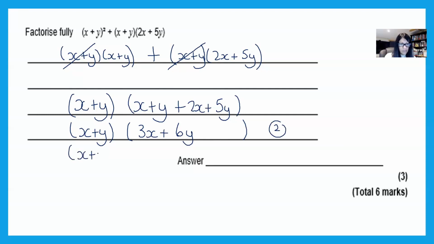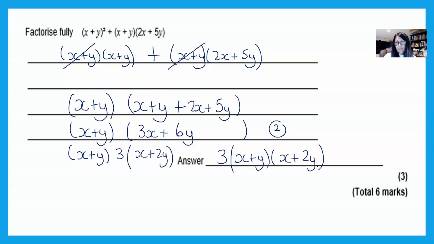So I'm going to leave the x plus y there. Take out my common factor of 3, so it's x plus 2y. And then when I write it on my answer line, I'm going to put the 3 first. Doesn't matter, but it's just good housekeeping in maths. 3(x plus y)(x plus 2y). So if you can ask your teacher for more questions like that, definitely worth practicing.